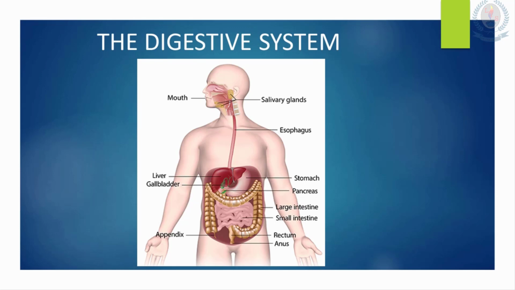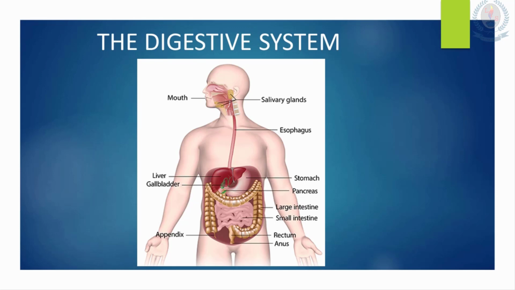The duodenum is largely responsible for continuing the process of breaking down food, and after that the jejunum and ileum are mainly responsible for the absorption of nutrients into the bloodstream. Those organs are mainly helpful to absorb the digested food.